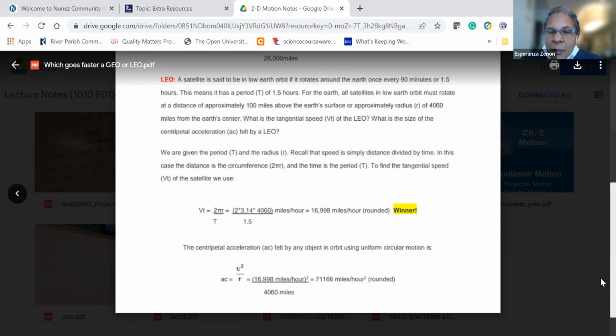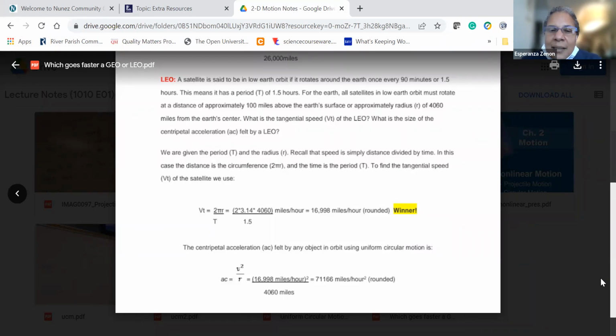That is a phenomenal speed for an object to be out there orbiting around the Earth, with people on it. Okay. And now, if it's out there going that fast, how much is it being accelerated toward the center of the Earth? So take that speed, 16,998 miles per hour, square the whole thing, and then divide by 4,060. And you get 71,166 miles per hour squared, again, rounded.